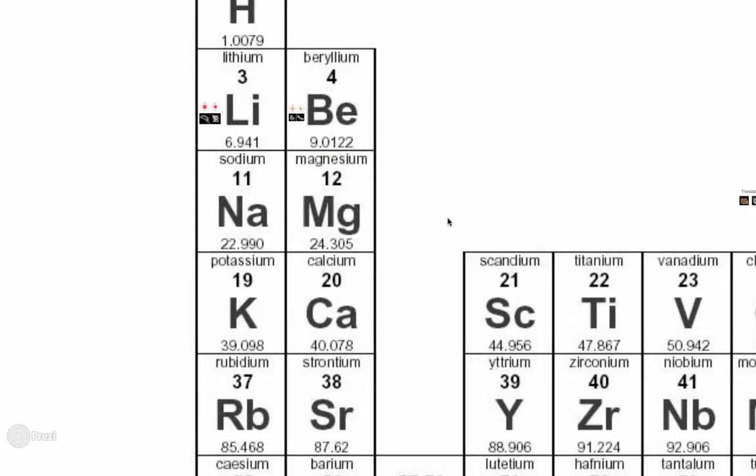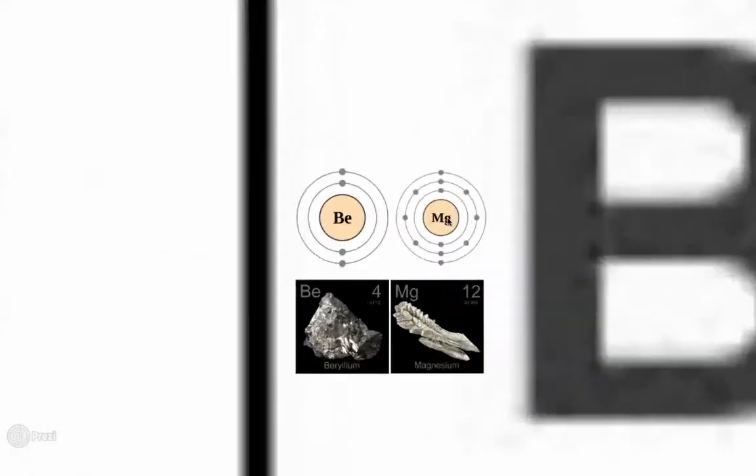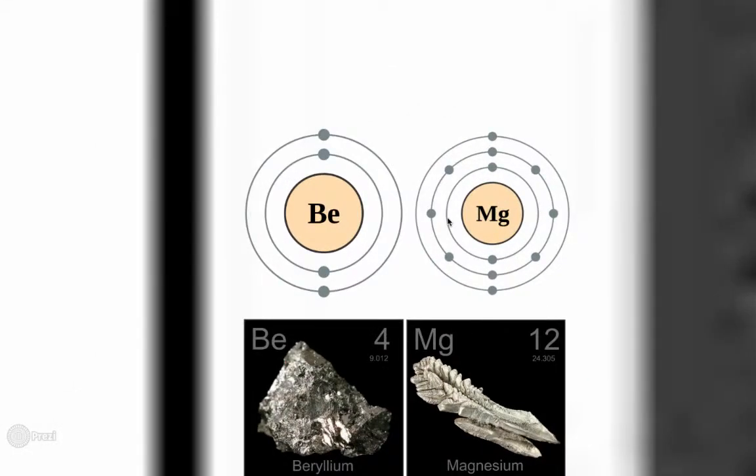Alkaline earth metals are in group 2. They're slightly less reactive than alkali metals. They're silver colored and more dense than alkali metals. Notice that beryllium and magnesium have 2 valence electrons, so there are 2 electrons in the outer shell. And you'll start to see that pattern as we go across.